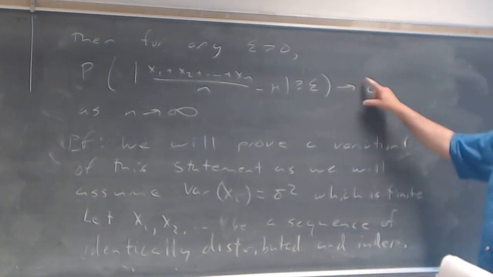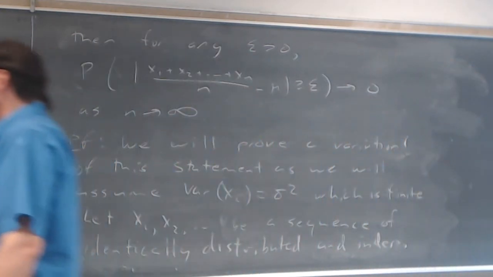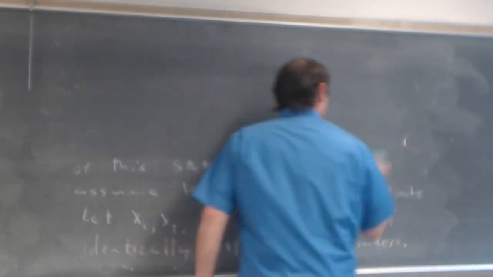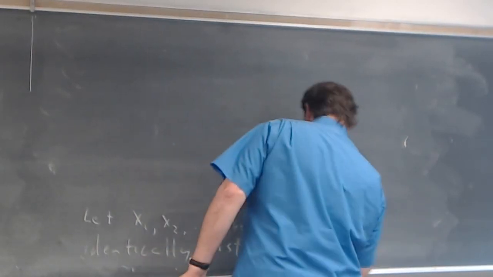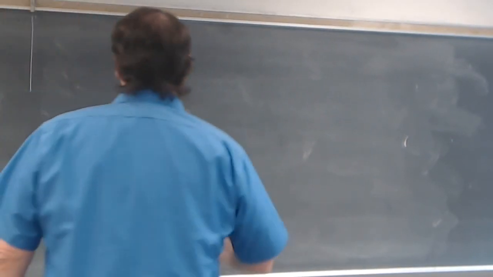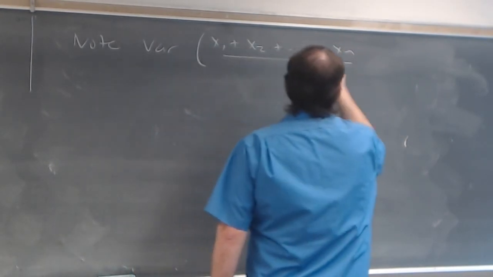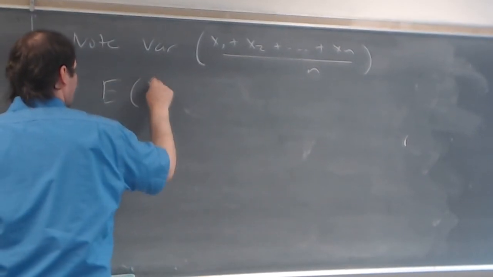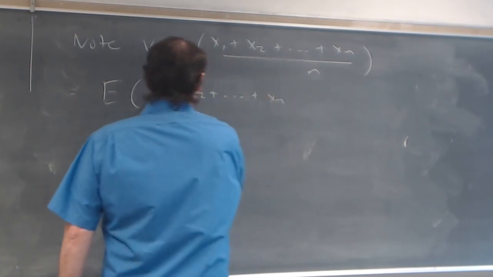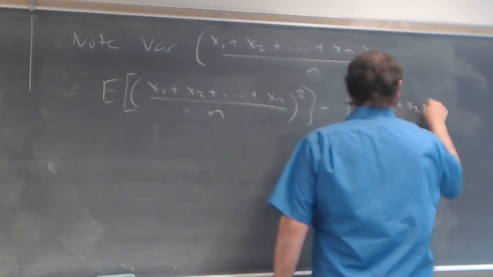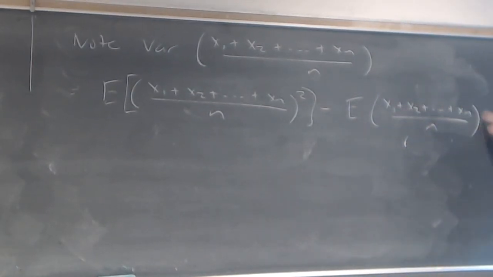What we need to do to apply the conclusion of Chebyshev's inequality, we need to see the variance of this random variable right here. So that's what we're going to look at next. So note the variance of (x1 + x2 + ... + xn)/n. Well, by formula, it's equal to the expected value of ((x1 + x2 + ... + xn)/n) squared, minus the expected value of (x1 + x2 + ... + xn)/n, where all of this is to be squared.